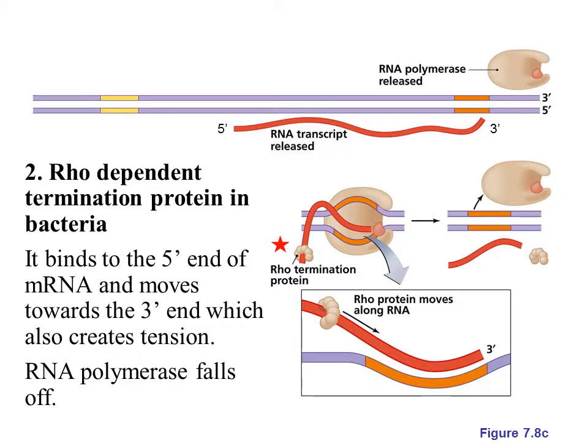The second method to terminate transcription is called rho-dependent termination protein. This protein is highlighted by the red star. It is going to bind to the 5' end of that same squiggly line, which is the messenger RNA, and it's going to travel from the 5' end going back towards the 3' end. When it gets close enough to the mouth of the TIC complex, it's going to also create tension, which is going to ultimately make the TIC complex fall off. This is also going to terminate transcription.